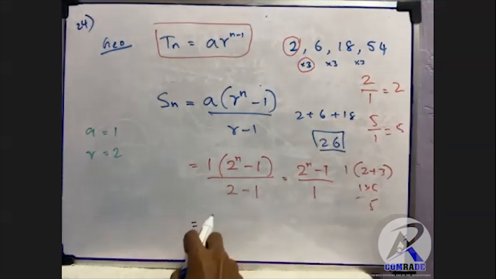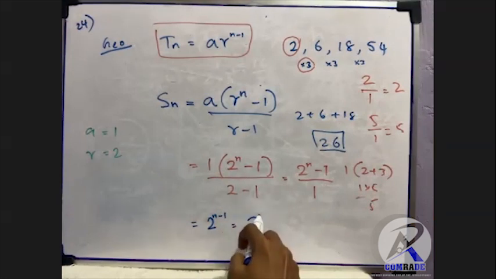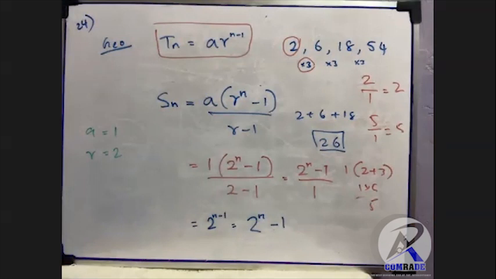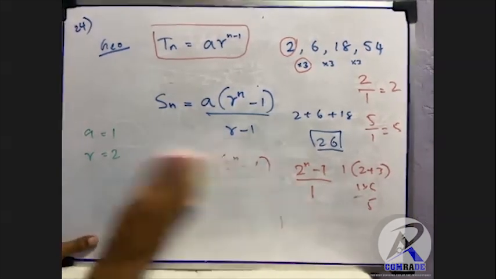So finally it equals 2^n minus 1, or else a(r^n minus 1). Both are right. So you can write it like that. That is the answer. It is better to write this answer, a(r^n minus 1) over r minus 1. So that is the answer for that. I'm erasing the board and we'll move on to the next one.